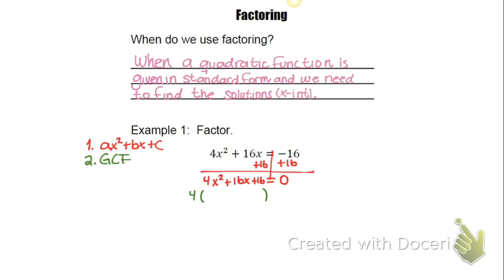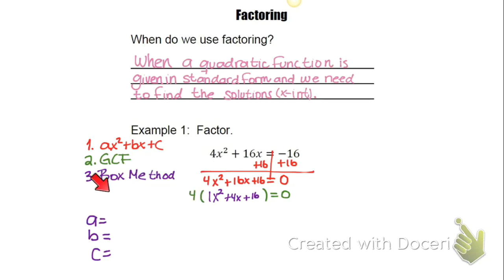4x squared divided by 4 is 1x squared. Now, 16x divided by 4 is positive 4x. And last, 16 divided by 4 is positive 4. Now remember that all of these equal 0. Okay, now step number 3. We're going to use the box method to factor.